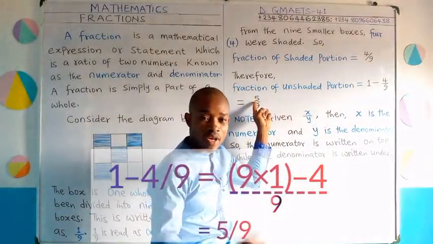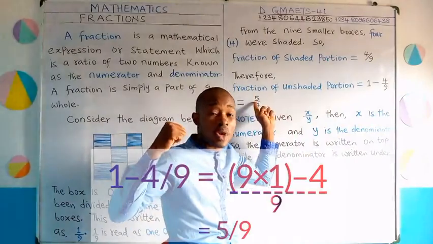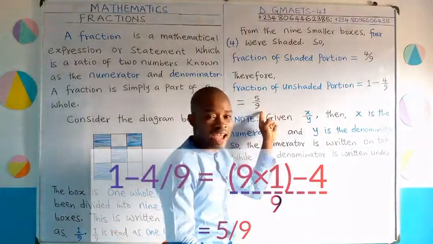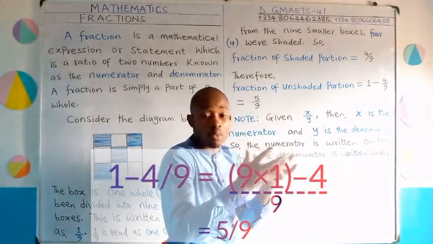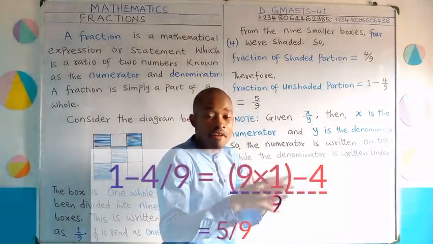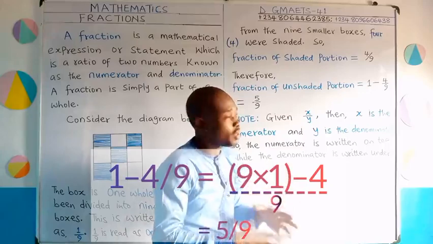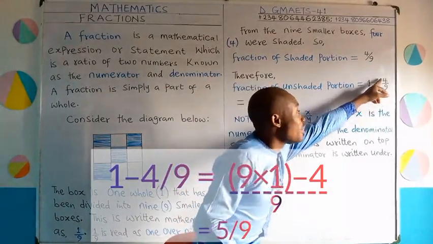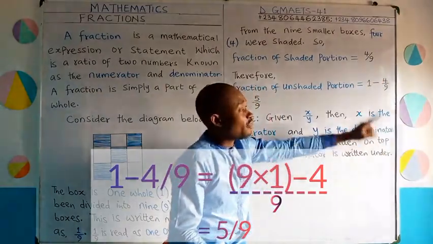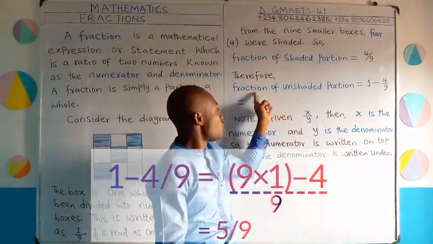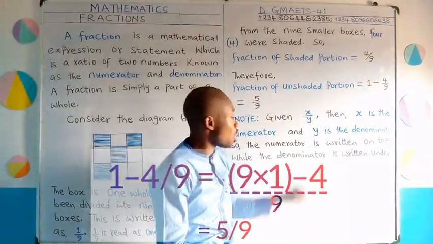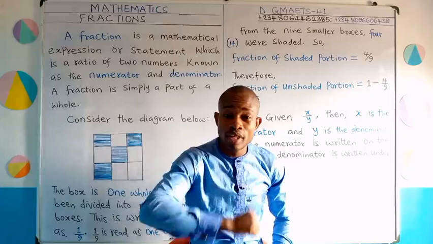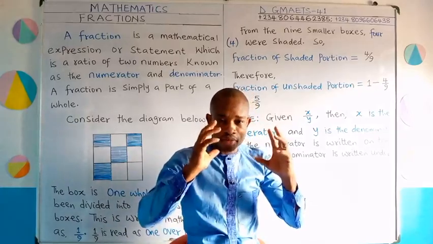So you see how we got that 5 portions were not shaded. All you now need to do is write 5 over 9, because there are actually 9 smaller boxes. Out of the 9, 5 were not shaded. So once again, 9 times 1 will give you 9 minus 4. You get 5 divided by 9. So you have a fraction of the unshaded portion. This is the idea of fraction, and I want to believe that you've gotten this idea.